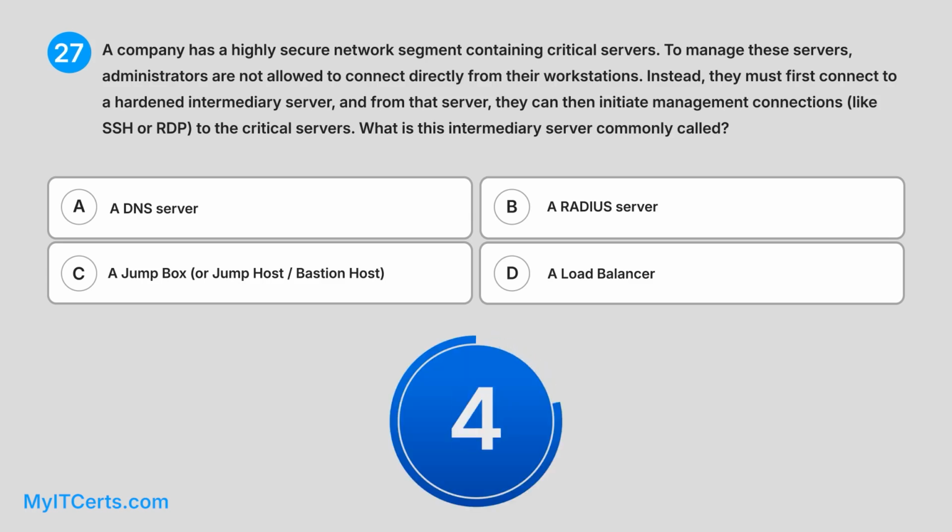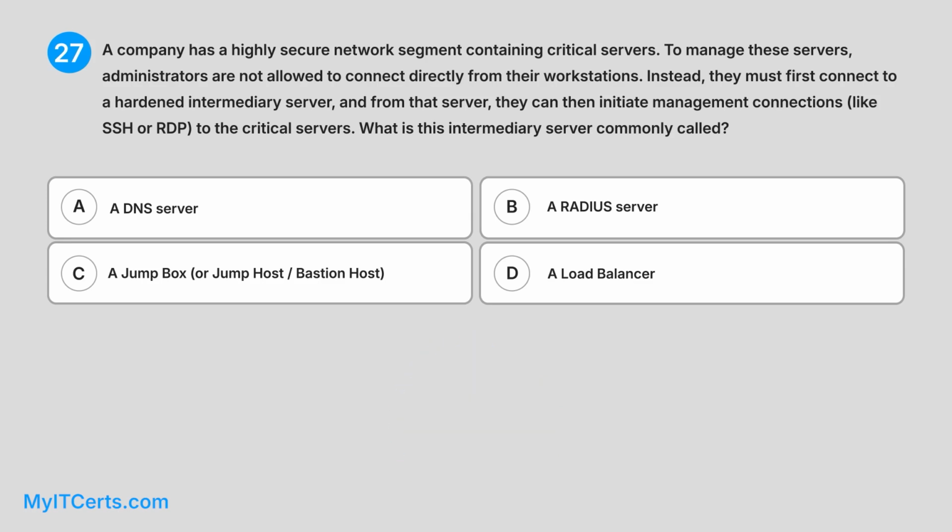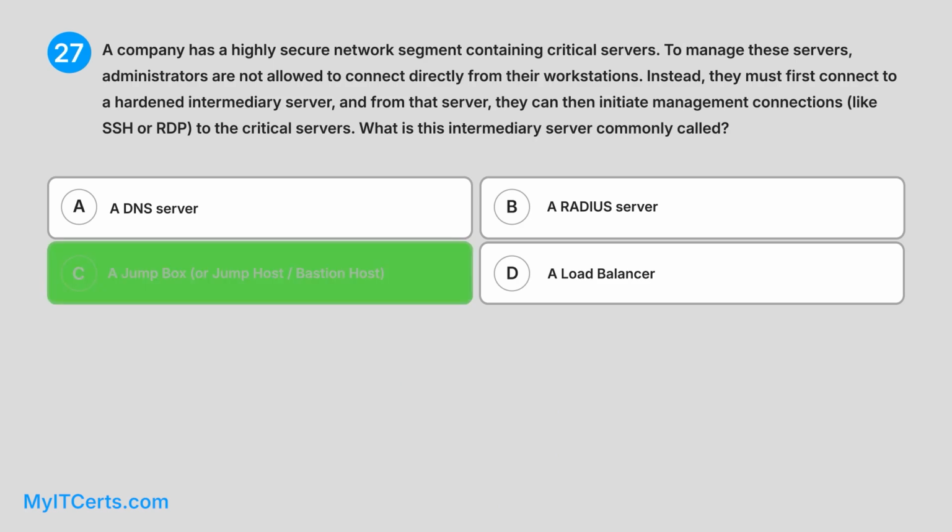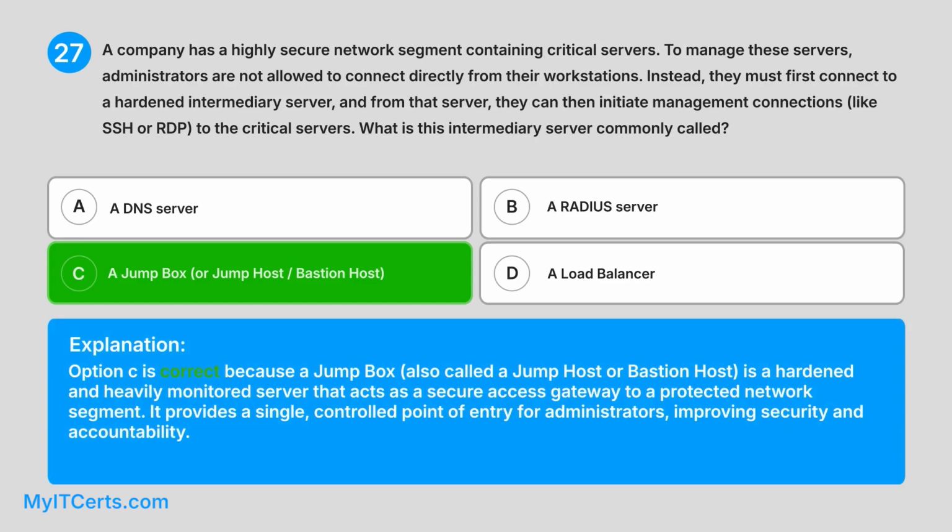Do you know the answer? Correct answer, C, a jump box or jump host, bastion host. Explanation. Option C is correct because a jump box, also called a jump host or bastion host, is a hardened and heavily monitored server that acts as a secure access gateway to a protected network segment. It provides a single controlled point of entry for administrators, improving security and accountability.